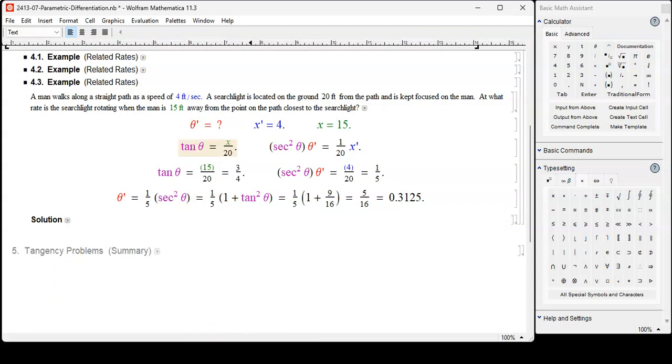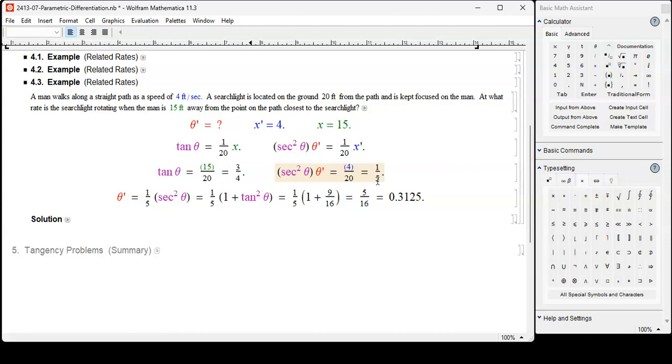And then take the derivative. Tangent becomes secant squared, but chain rule, theta prime pops up. X over 20, the derivative is just 1 over 20, x prime pops up. Yeah, like this. Okay. Now plug in numbers. X is 15 and x prime is 4. I want theta prime, so from here I can solve for theta prime. 4 over 20, 1/5.